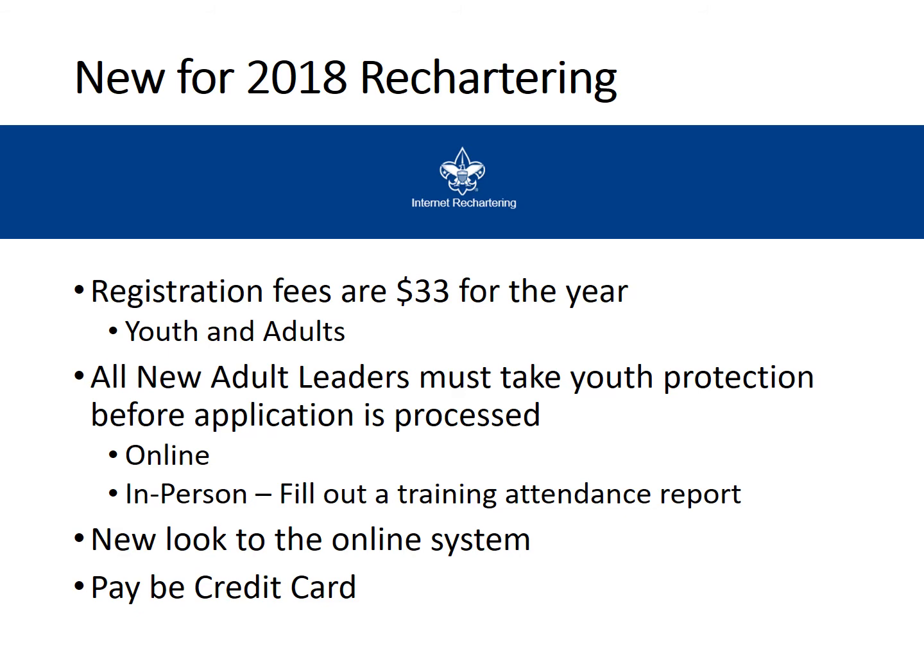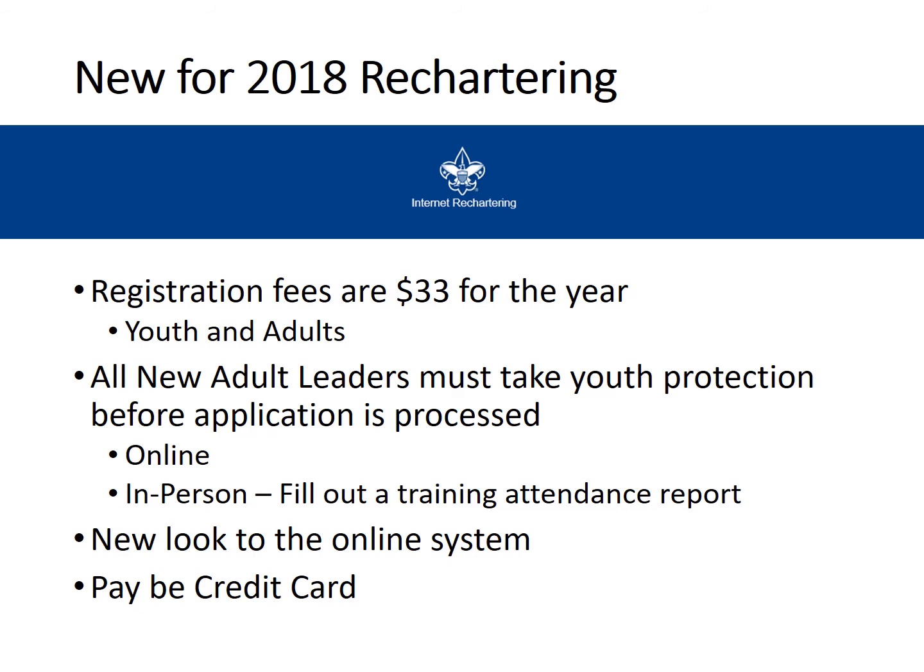The first one, registration fees are going up to $33 in 2018. This is for both youth and adults. Secondly, new adult leaders must take youth protection before an application is processed. They can do this online or in person. If they do this in person, the trainer must fill out a training attendance report.